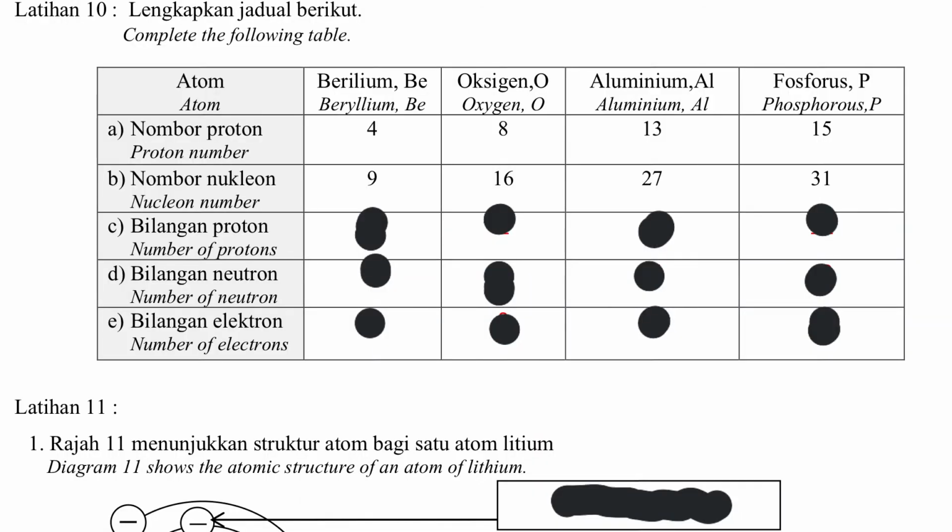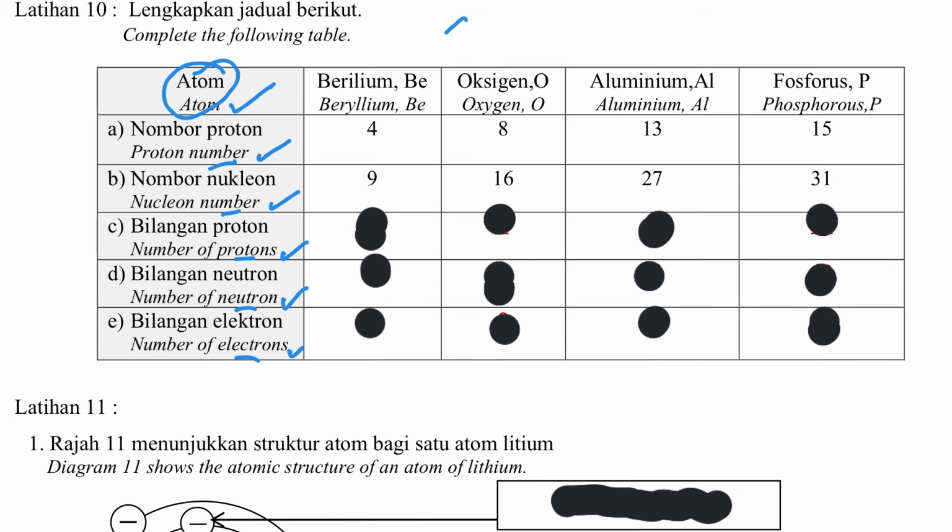Class, look at the table given over here. This is an example of questions that can be asked about atomic structure. So in an atom, you will need to learn about the proton number, nucleon number, number of protons, number of neutrons, and number of electrons. So these are the subatomic particles that you can find in an atom.